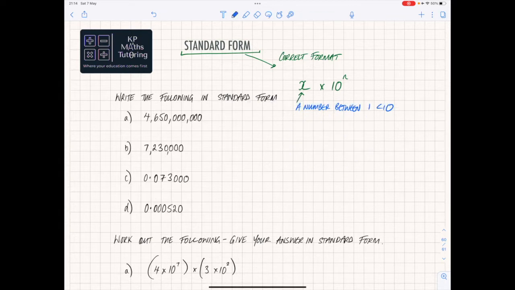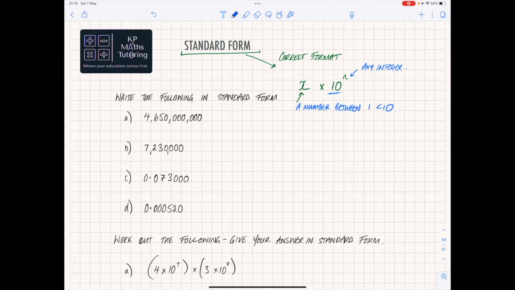Then the indices, so this bit up here, the power must be an integer, so it must be a whole number, and it can also be negative, and we'll talk through when you end up getting a negative as well. This is always times 10. So you're looking for a number between 1 and less than 10 at the start, and then always times 10 and then to the power of another number.